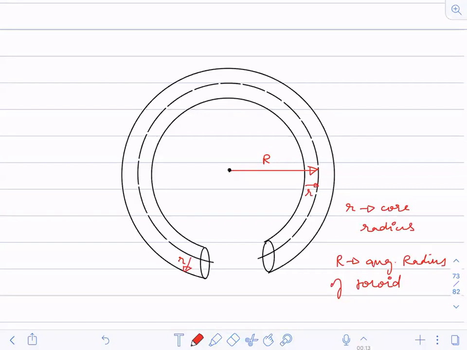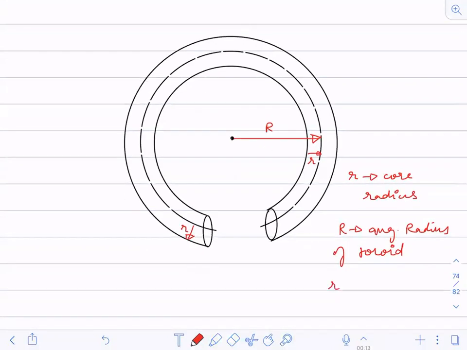And this core radius, this small r, must be very, very less than capital R, the average radius of the toroid. So this is how you have to construct it. Same as a solenoid, where the length is very large and the diameter is less, here the average radius is more and the core radius is small. So now you know what the core radius and the average radius are.